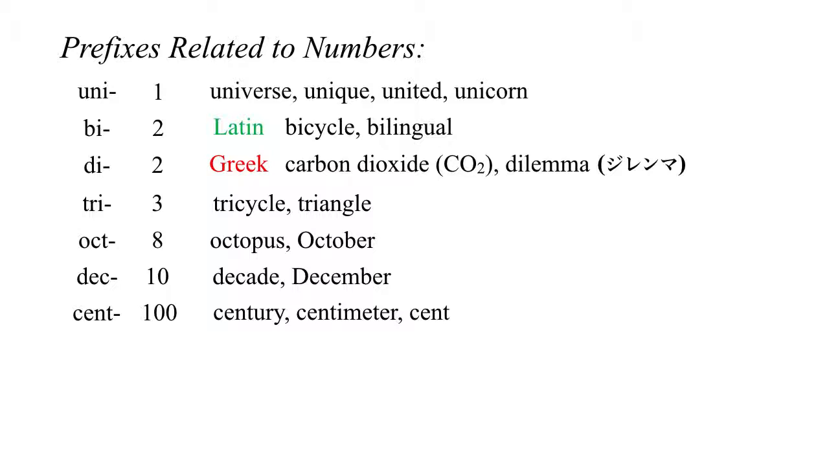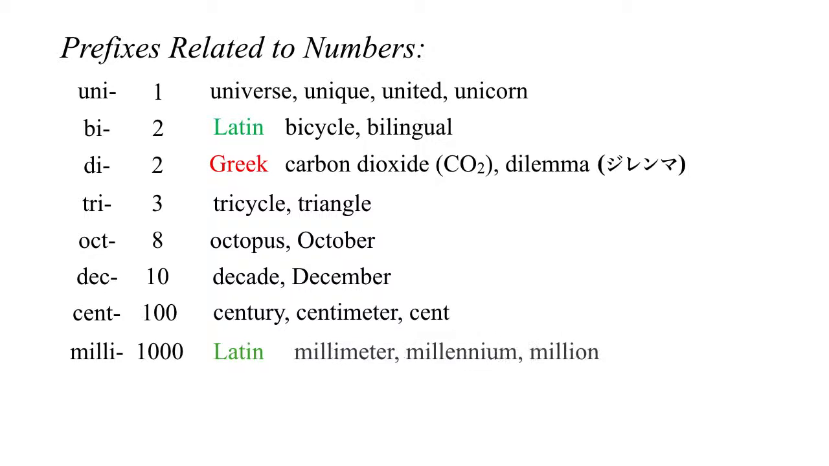Now, for 1,000, you may see 2 prefixes. The first is mil or milli. Now, this comes from Latin, and you might see this in words like millimeter, which is 1/1000th of a meter, or in millennium, which means 1,000 years, and also in the number million. Now, that might sound a little bit strange because we know that 1 million has 6 zeros in it. But basically the idea means that in a million there are 1,000 thousands, and that's where the root comes from.